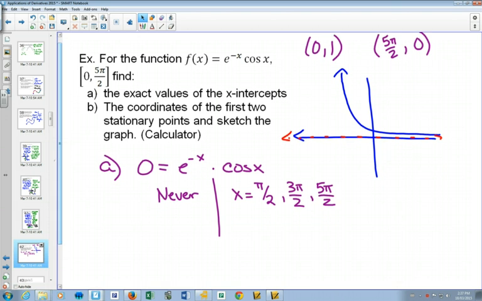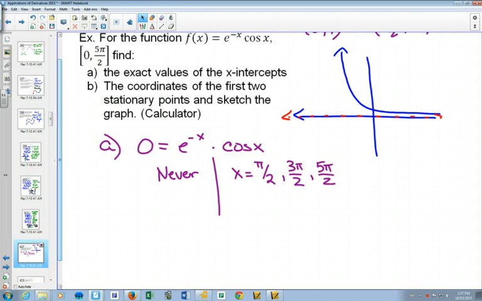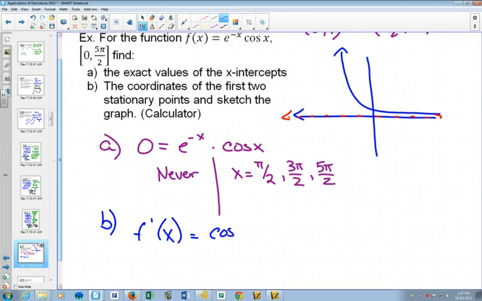So there we found our x-intercepts. That's going to help us with our original graph. We're going to find the coordinates of the first two stationary points, and then we're going to sketch the graph. So in order to find our stationary points, we're going to have to do our derivative. Keep one the same. Let's keep cos x the same. What's the derivative of e to the negative x? e to the negative x, and then multiply that by a negative 1 for the chain rule.